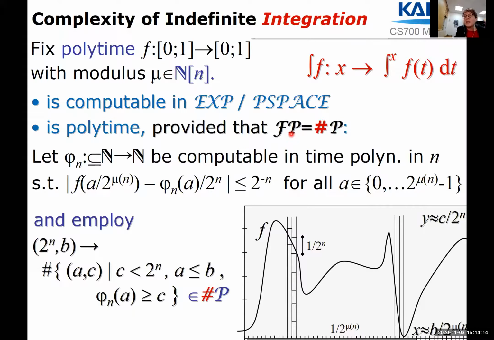It technically doesn't make sense to compare P to sharp P, because P is a class of decision problems and sharp P is a class of function problems, so they're different for obvious, trivial reasons. It makes more sense to compare two function complexity classes, FP and sharp P, and this is what we do here. The statement says, if FP is equal to sharp P, then we can actually compute the integral in polynomial time and therefore improve the PSPACE upper bound.